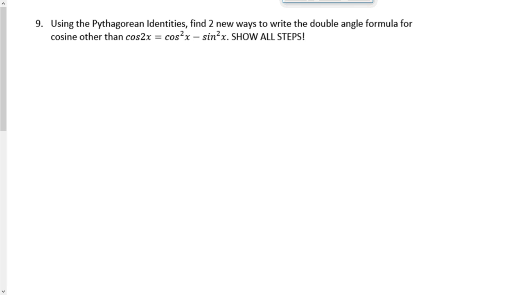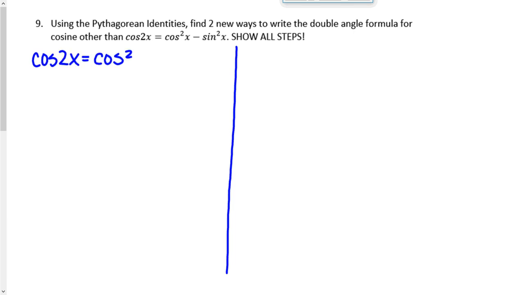Using the Pythagorean identities, what we did last unit, find 2 ways to write the double angle formula for cosine other than the one that's in the formula sheet. Show all steps. So there's going to be 2. So what I'm going to do is divide this in half real quick, and on top of both of them, I'm going to write what it gives me.